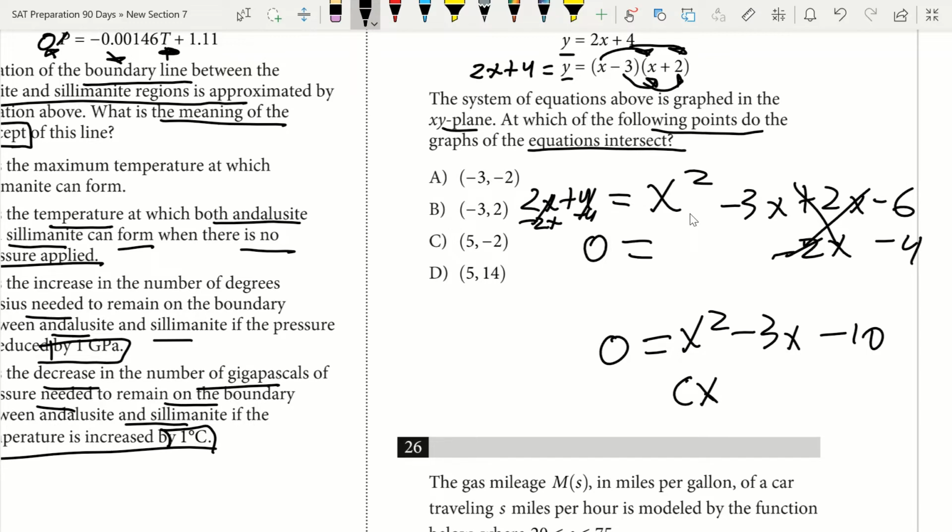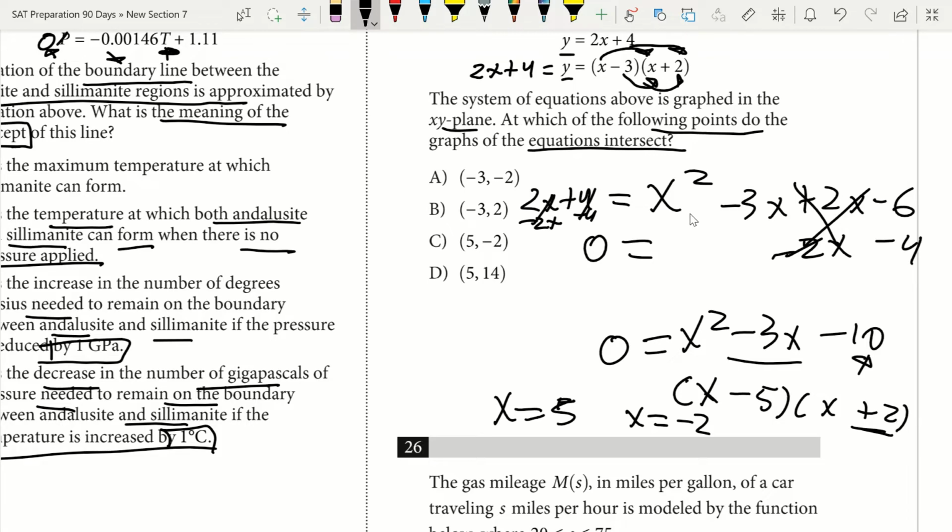I'm looking for things that multiply to get negative 10 but add to negative 3. I know that's going to be x minus 5 and then x plus 2. Those are my factors, which means x could equal 5, or x could equal negative 2. Sorry, since this is positive 2, x could equal negative 2, right?